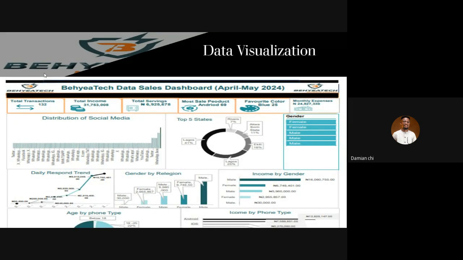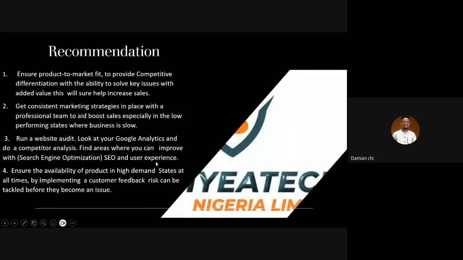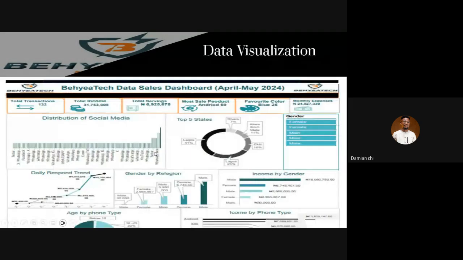Then data visualization. From the data set, we can see that the distribution of social media from the chart here shows that WhatsApp combined with Facebook happen to be the leading social media.